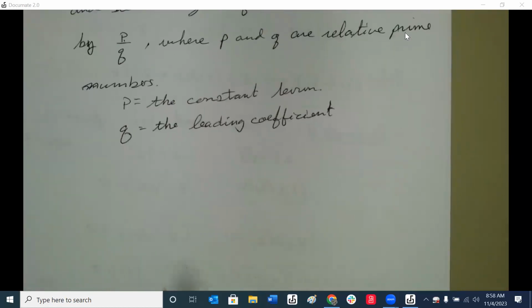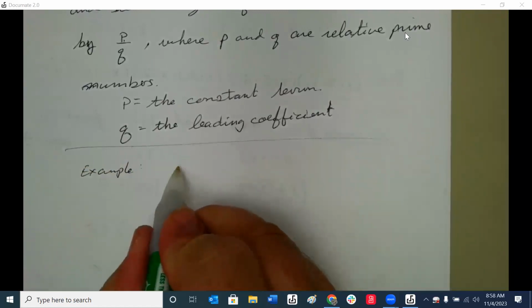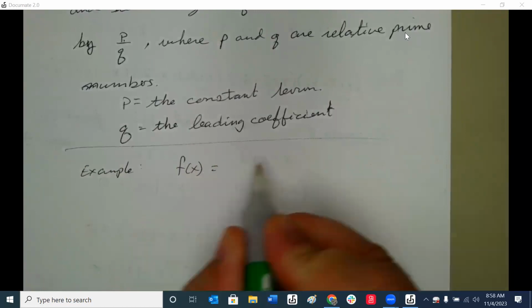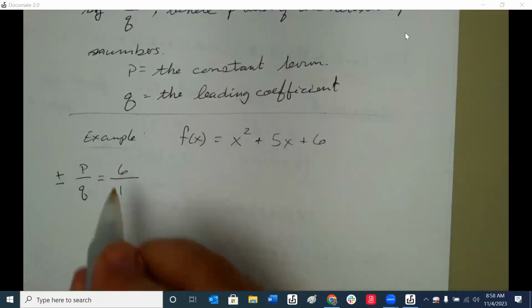So, for example, let's look at something we've already done. Let's pretend our polynomial f of x is made up of x squared plus 5x plus 6. So we're trying to find p over q. P is what? It's just a 6, and q is the 1. Because what we're looking at here, these are going to be the zeros. In other words, we don't know yet if they're going to be positive or negative. So each one of these is going to be positive or negative.